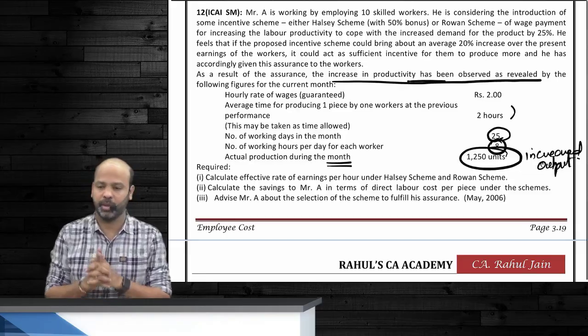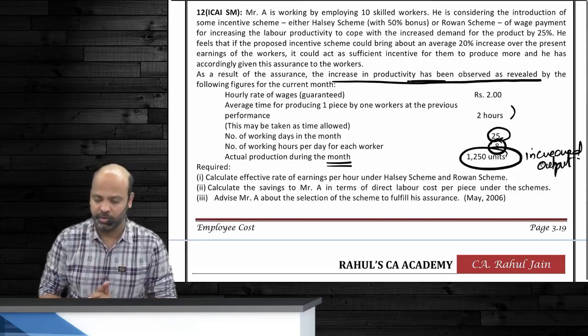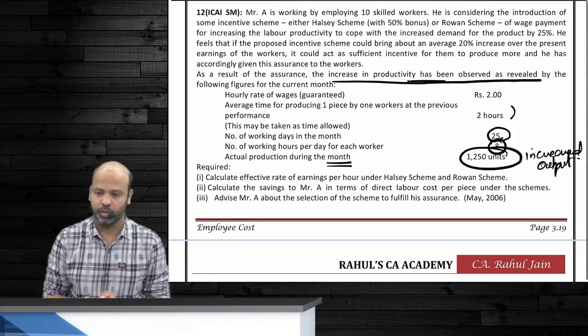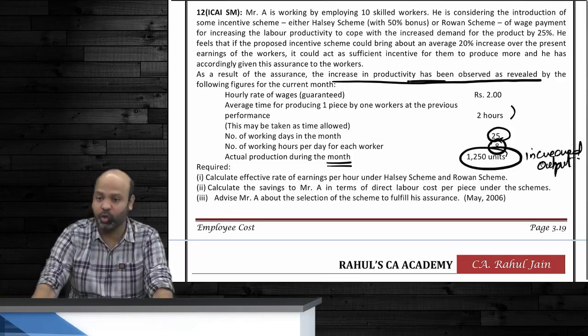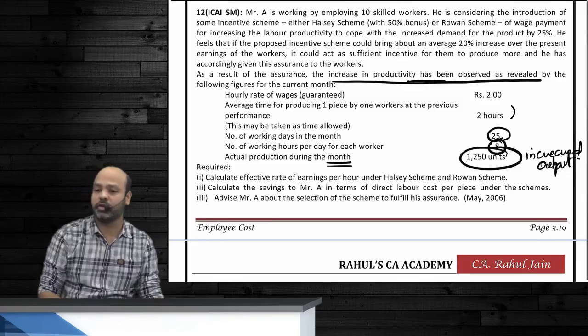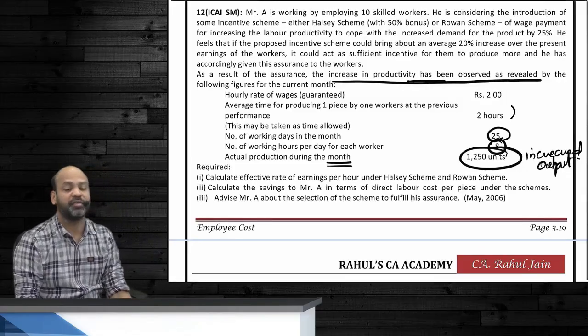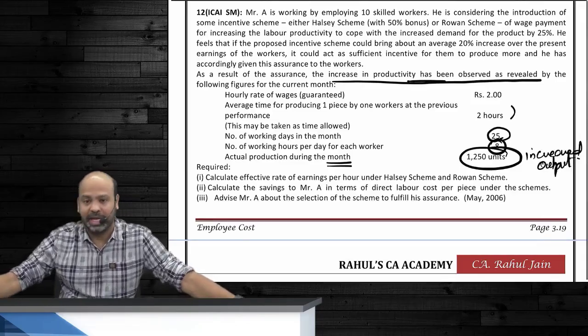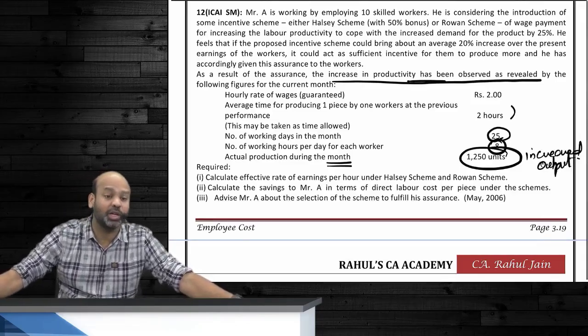How much will be time allowed? How much will be time taken for computing wages under Halsey and Rowan scheme? 2 hours is the time allowed per unit, guys. So 2 hours multiplied by 1250 units, total time allowed will become 2000. Time taken will still remain at 2000 hours only.